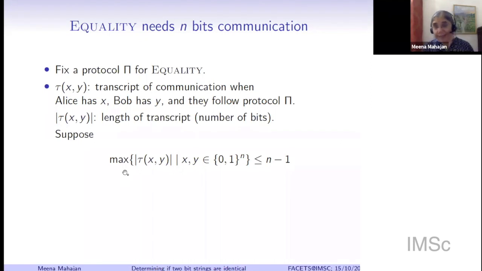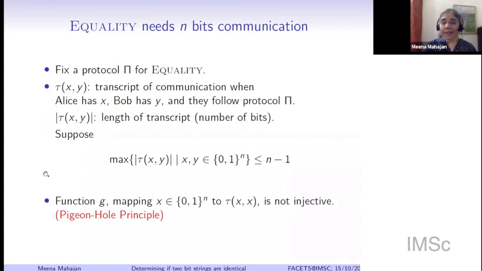Now, like I said, I don't know anything else about the protocol other than the fact that it solves equality, and using that I'm going to come up with a contradiction like this. I'm going to define this function g, which maps an n-bit string x to the transcript which the protocol constructs when Alice has x and Bob also has x. That means when they have an input on which the equality function is 1. So g maps x to the transcript on xx. Now the pigeonhole principle tells us that this mapping cannot be injective.